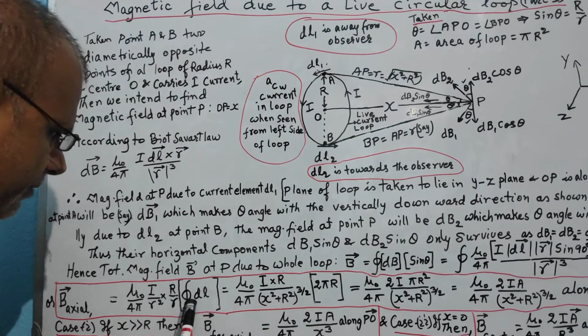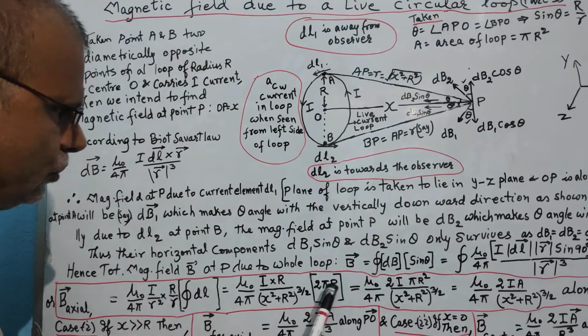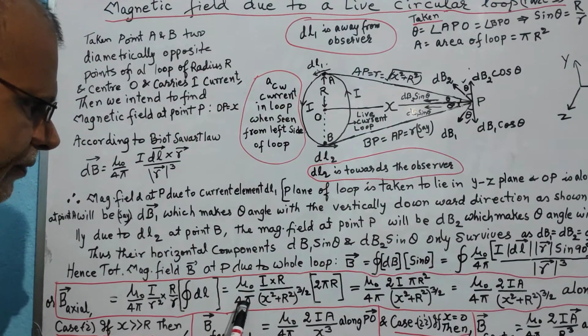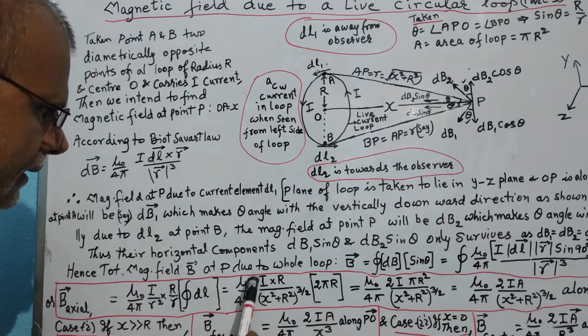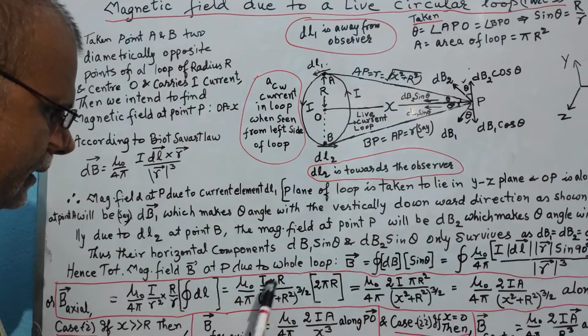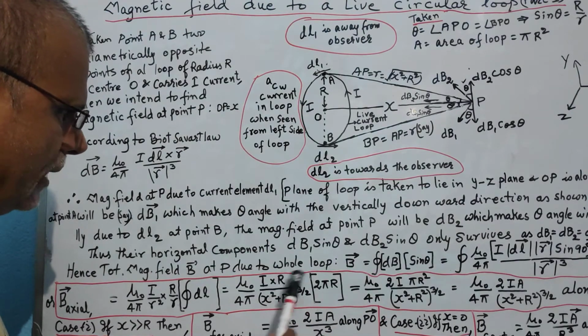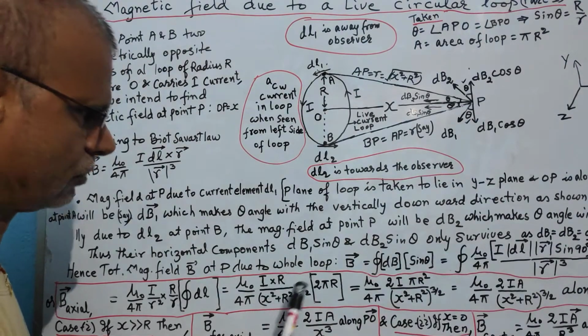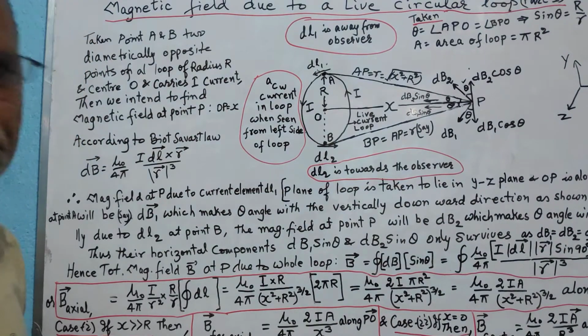And for the integral value, integral dl is equal to 2 pi capital R. So now you have mu 0 by 4 pi, the factor 2, I, and pi, and r into r becomes r square, divided by x square plus r square whole to the power 3 by 2.